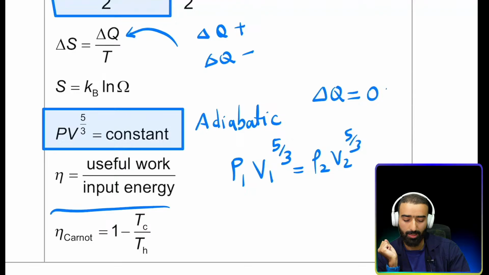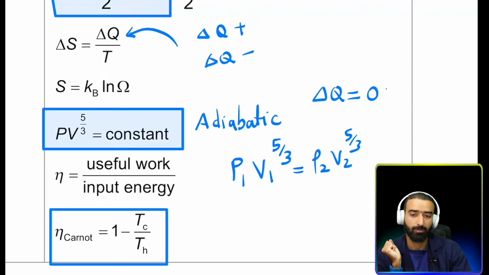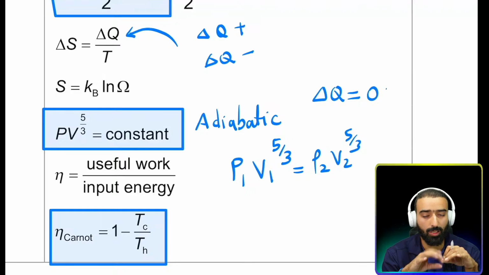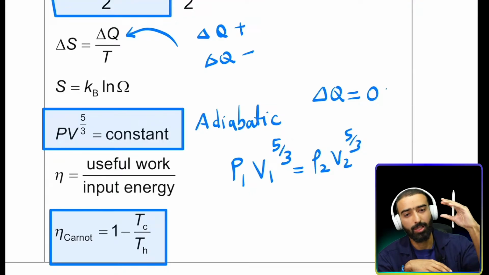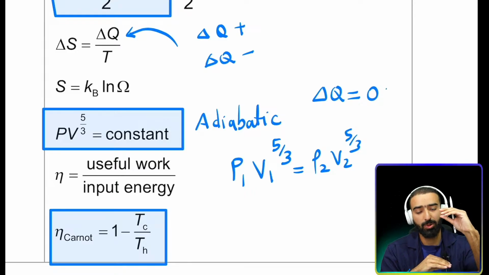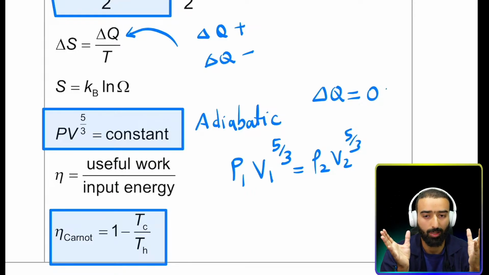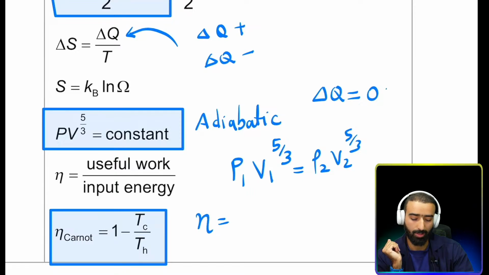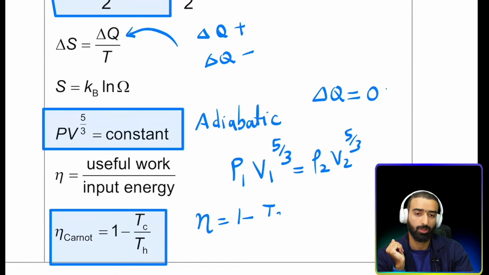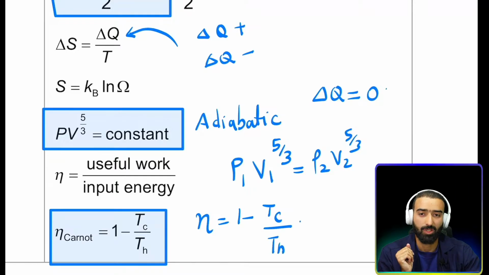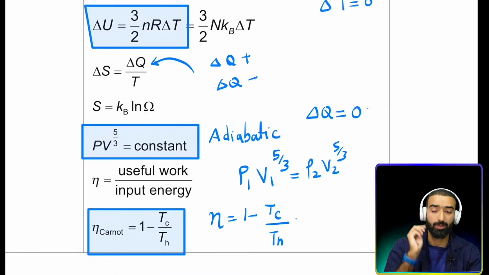Finally, I would say this equation is important. This gives you the maximum efficiency of a heat engine. If the question says, I have a heat source at this temperature and a heat sink at this temperature, what's the maximum possible efficiency? The equation you would use is 1 minus the temperature of the cold sink over the temperature of the hot source. That's going to give the maximum theoretical possible efficiency.